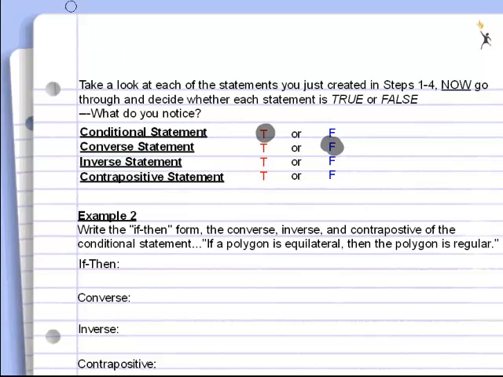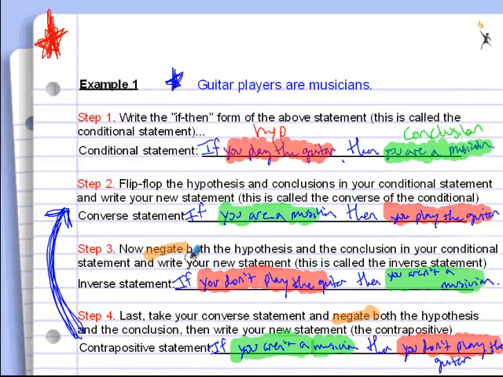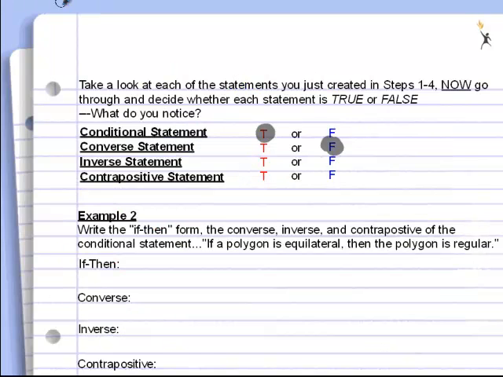The inverse statement reads, if you don't play the guitar, then you aren't a musician. Now, like I just said, you don't have to play the guitar to be a musician. I have friends that play the drums very, very well, and they consider themselves musicians.